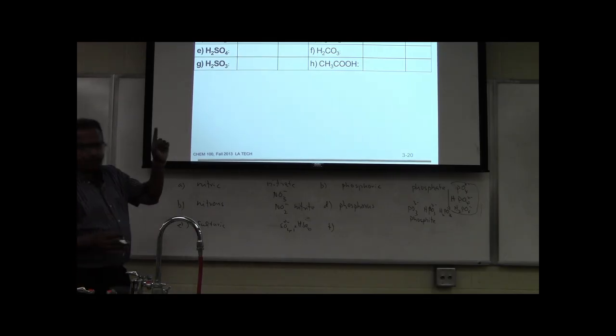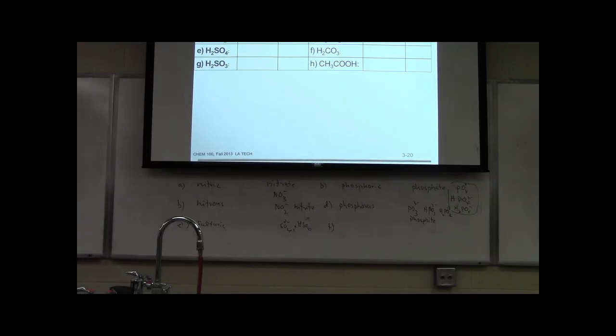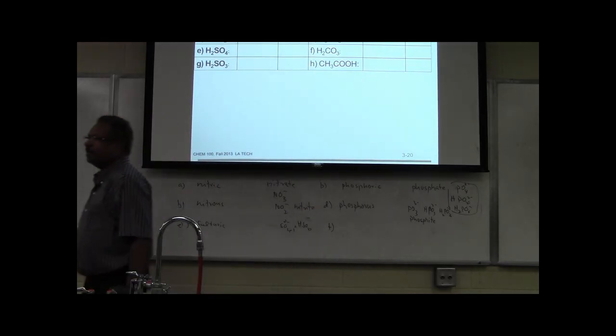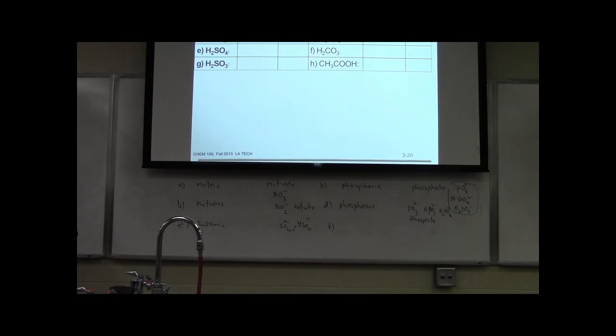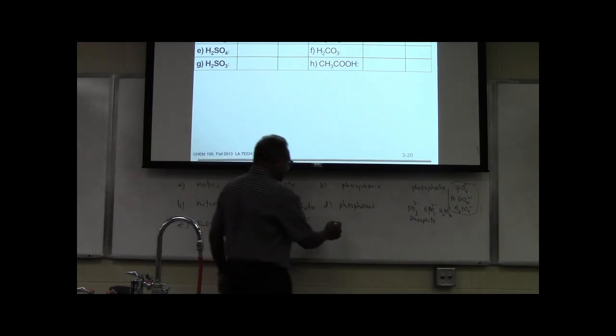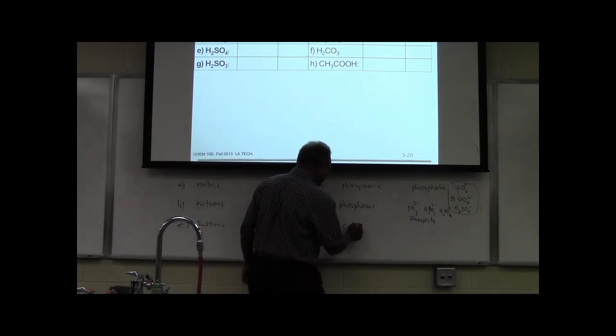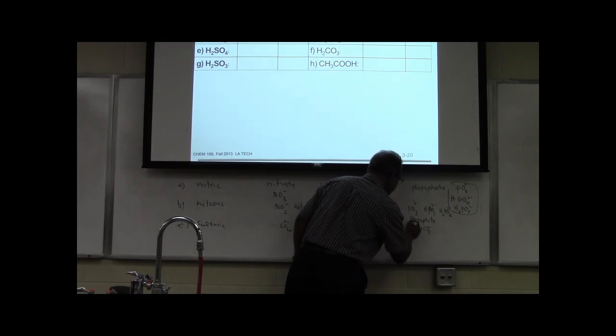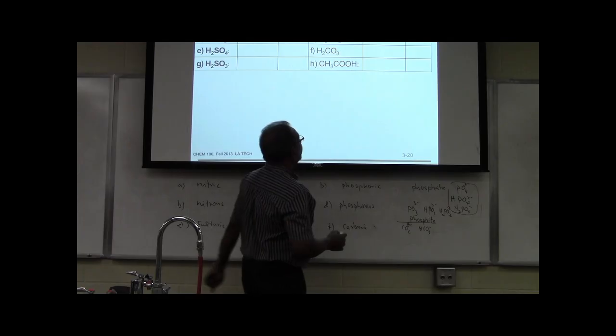Now the other one, F, is what? That's a common name. Bicarbonate? Carbonic acid. Bicarbonate is the ion, okay? How many acidic hydrogens are there? How many? Two, right? Bicarbonate, carbonic acid. Carbonate ion and hydrogen carbonate ion. Carbonate, correct.